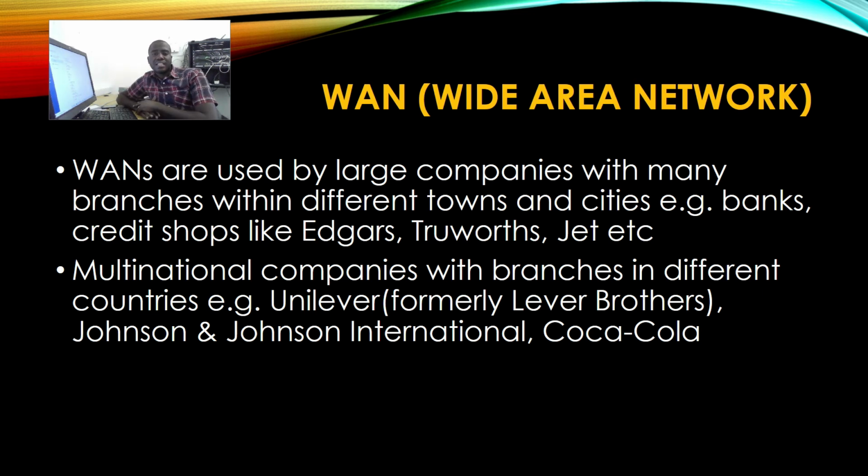Right? And other companies are what are called multinational companies with branches in different countries. They also use this type of network. You look at companies like Coca-Cola, Unilever, those ones who produce Colgate. Colgate is produced in Namibia. It is also produced in countries like Zambia and South Africa. So these companies may need to link each center accordingly to have that connection. That's where we talk again of the wide area network.